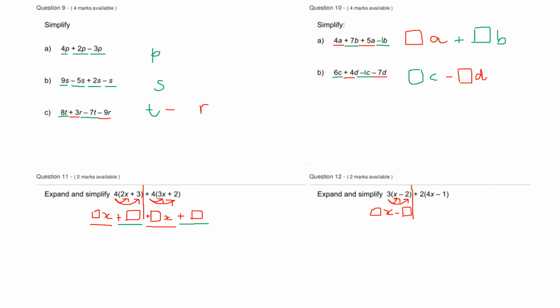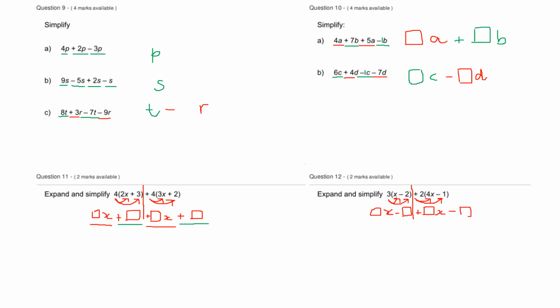Then look at the right hand side. It's positive. So we've got 2 times 4x. So we're going to end up with a positive something x. And then this time we've got a positive 2, but it's timesing by a negative 1. So we're going to end up with negative whatever 2 times 1 is.